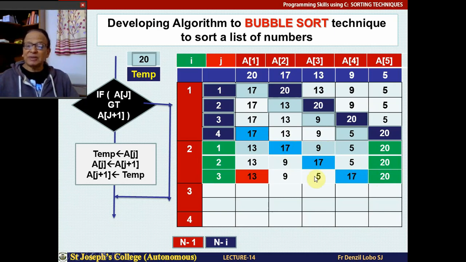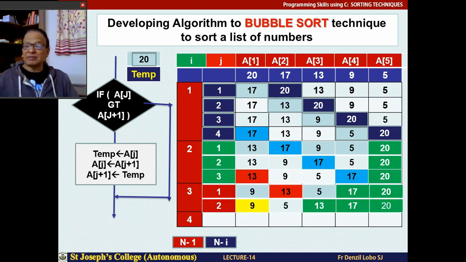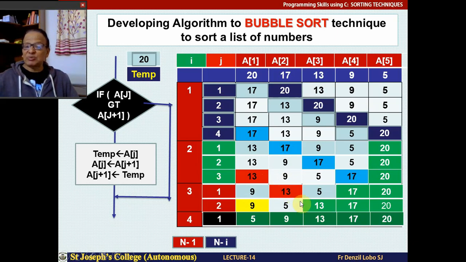Then I come to the next level. Now 13 and 9 are there. I ask this question: is A of j for 1 greater than A of j plus 1? Yes, I swap these two numbers. Again, I swap these two numbers, and 13 has come to its place. And with that, I come to the last, A of j for 1 and 2. I compare, and immediately I swap these numbers 5, 9, as you see here.